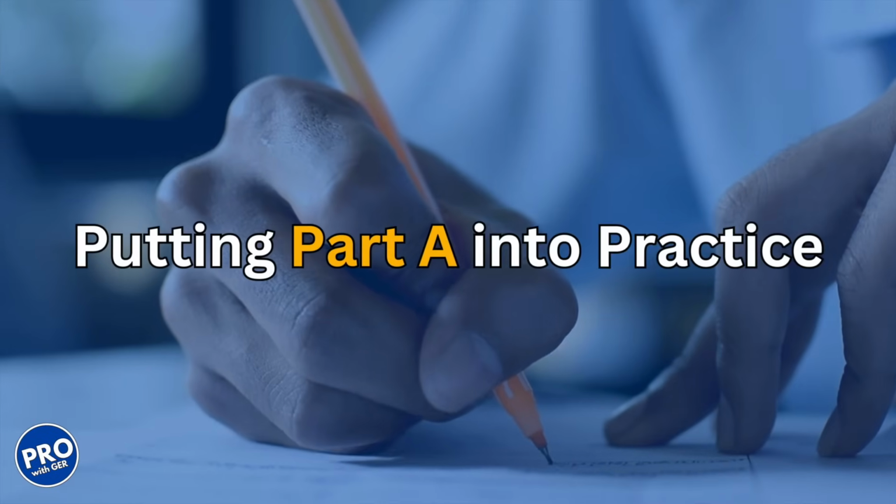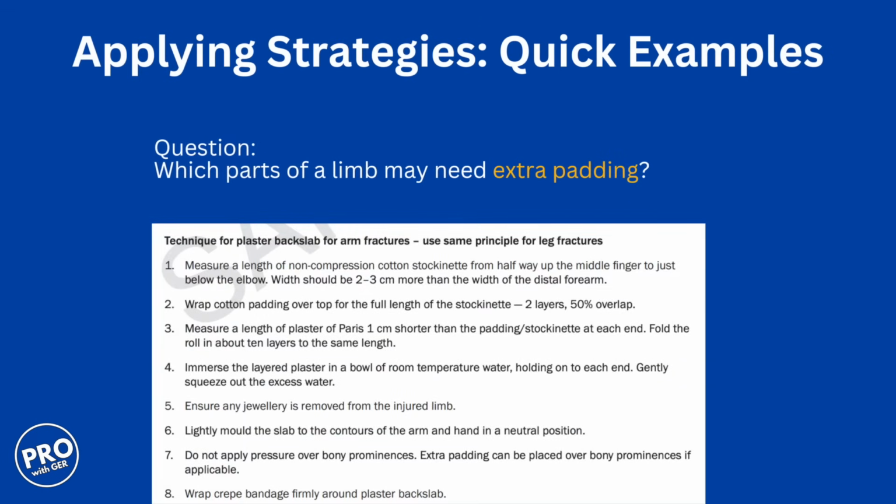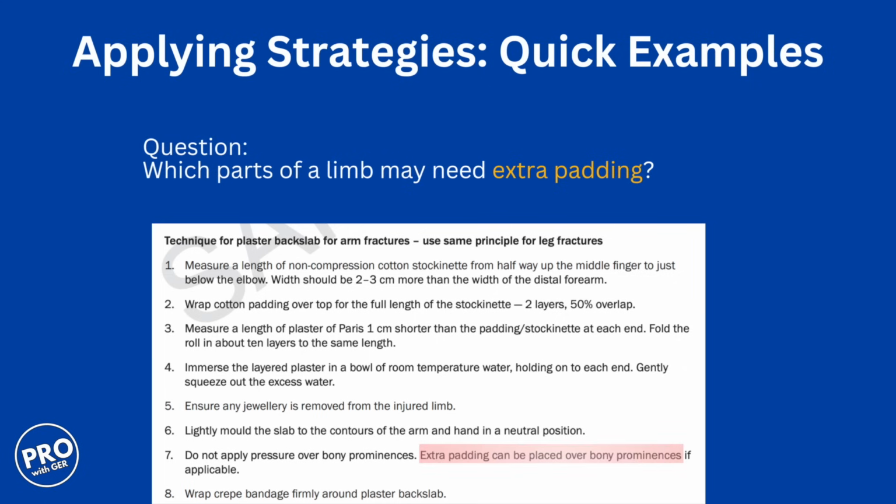Let's quickly see these strategies in action. For Part A, if the question asks about a medication to avoid, or perhaps a piece of equipment, like we have on screen here, quickly scan the text for the same terms or perhaps synonyms of these terms to find what you're looking for.